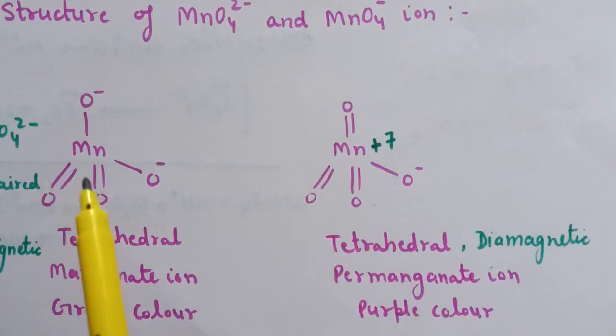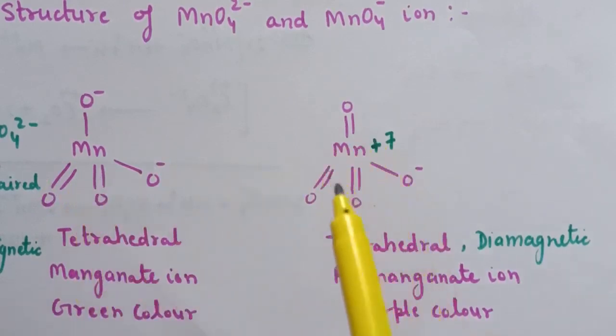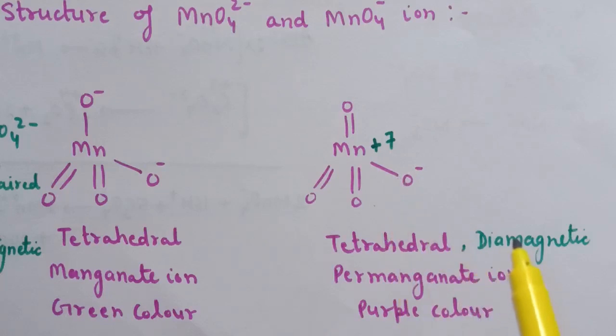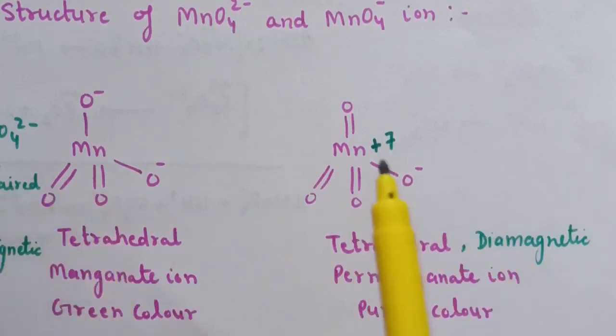Manganate ion has one unpaired electron, that is why it is paramagnetic in nature, and MnO4 negative ion is diamagnetic in nature, whereas manganate ion is green in color and permanganate ion is purple in color.